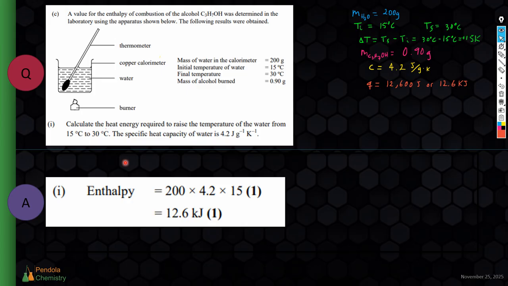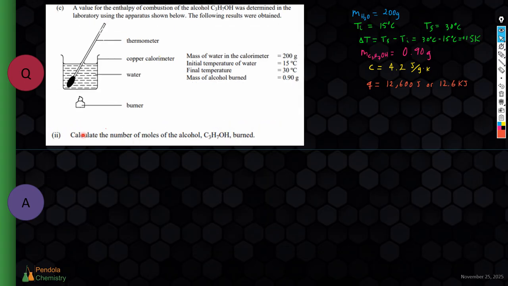So that's our Q. Now they're not asking us for delta H, they're only asking us for Q because this is part C-I. So imagine, what is part C-II? Part C-II is either going to be delta H, or more logically, what we need to find delta H. We have Q already. So what else do we need to find delta H? N. And part 2 is going to be exactly that. Calculate the number of moles of the alcohol burnt. We have the mass of the alcohol. We need the number of moles.